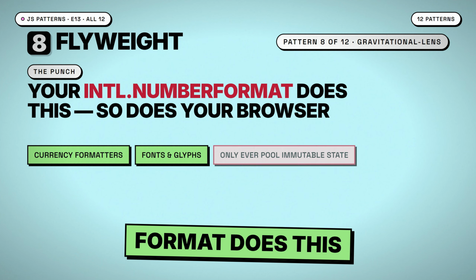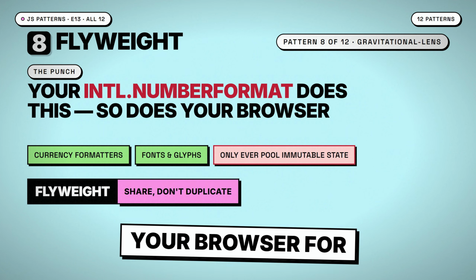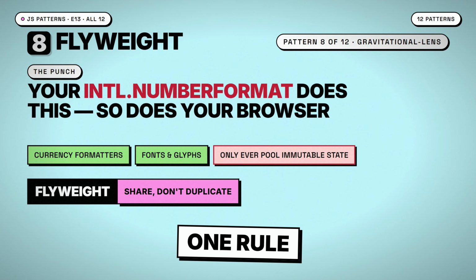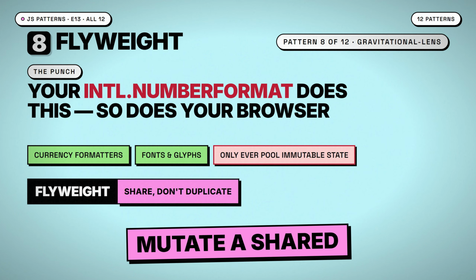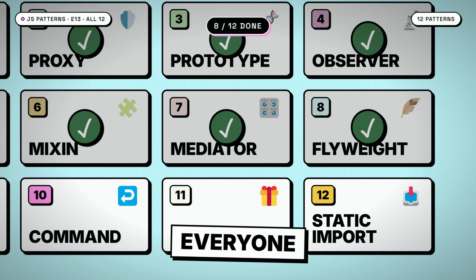Your Intl number format does this for currency, your browser for fonts and glyphs. One rule, only ever pool immutable state. Mutate a shared Flyweight, and you change it for everyone.